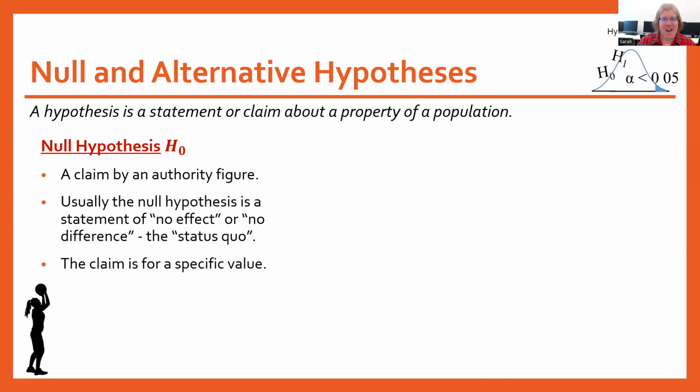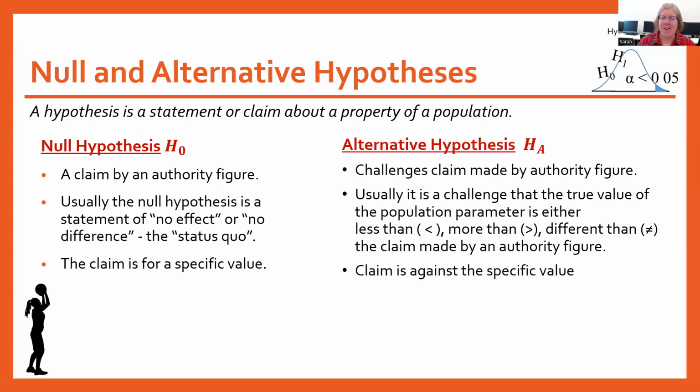The alternative hypothesis, H with a little a next to it, challenges that claim being made by the authority figure. So we're making a claim against that specific value. What we're looking at is whether that claim is less than, greater than, or just different from the claim being made by that authority figure.